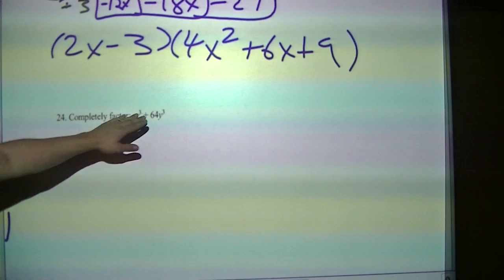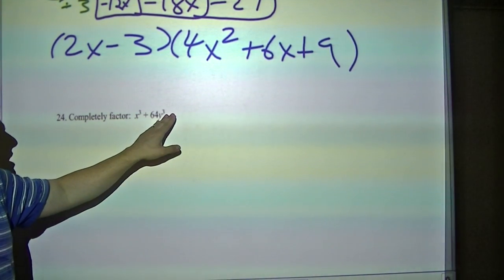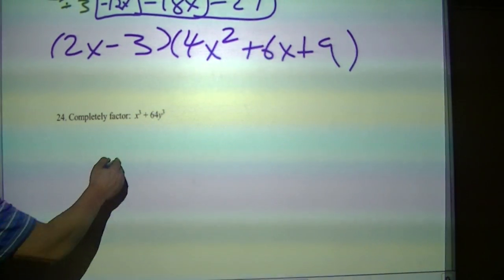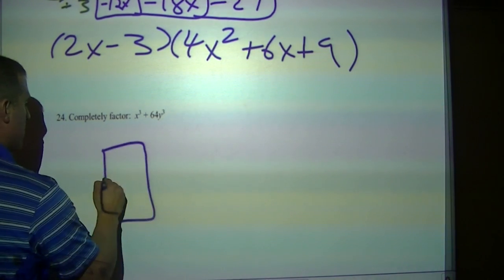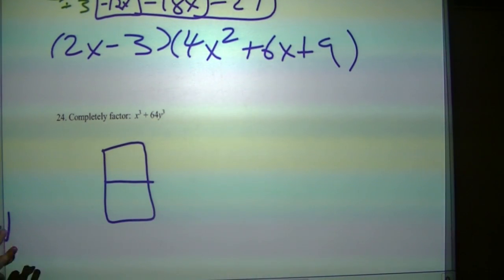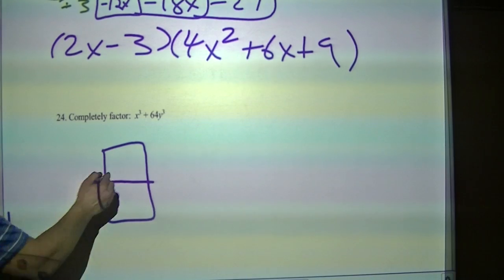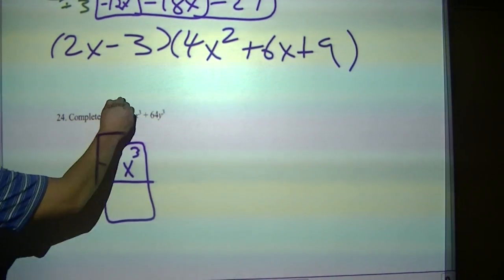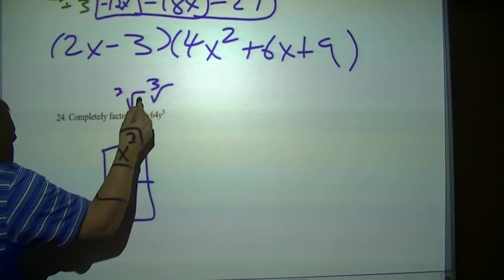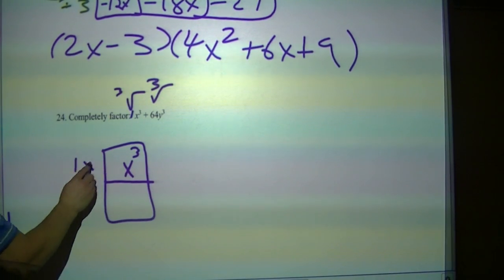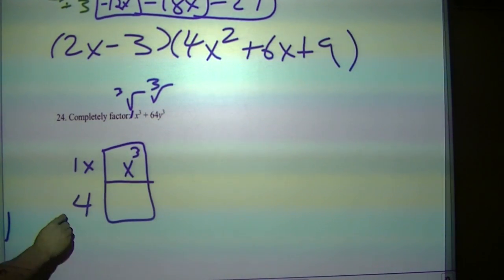Factor this. Now, a lot of people get confused with the y cubes. I'm going to show you a little shortcut with that. But basically, I'm going to worry about the x's first, we'll do the y's second. Let's get all the numbers right first. So I got x cubed. So I'm going to take the cube root of this, cube root of this. Cube root of 1 is 1x. Cube root of 64 is 4, positive 4.